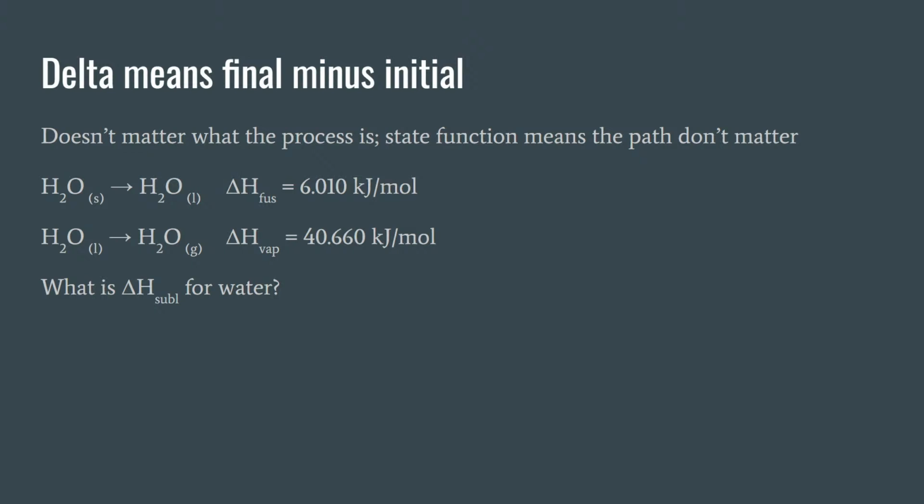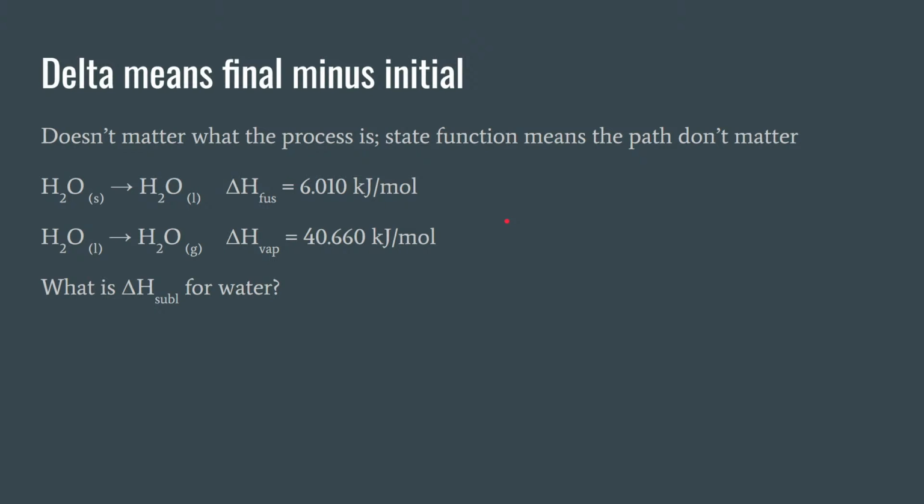Well, like I said, it doesn't matter what path we follow. Going directly from solid to gas would be sublimation, but in the exact same vein, we go from solid to liquid, then liquid to gas. That would work just as well. So all we have to do is add these two numbers together, and that would give us the enthalpy of sublimation, 46.670 kilojoules per mole.